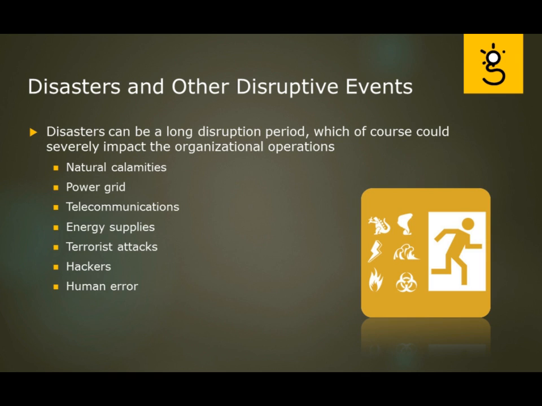Telecommunications can certainly go down. We see that all the time with the stories of the big sunspot activities disrupting communications, or people with backhoes taking out the cabling underground and destroying your capability of getting out. Energy supplies of other types, terrorist attacks, hackers attacking you. If a hacker takes over a system or crashes a server, you're right, again, business has stopped. We have to be able to see what we can do to keep business running. And of course, human error can be there as well.